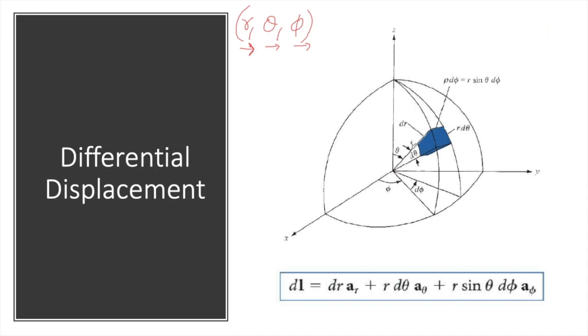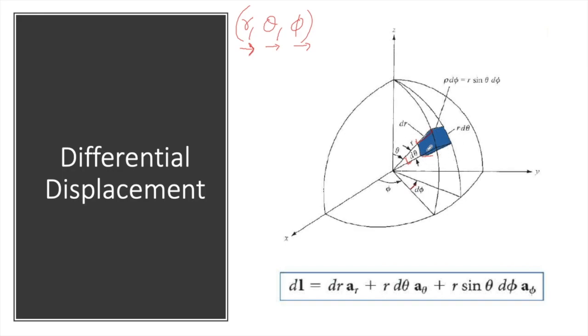Here you can see it is r, and the change in r is dr. Similarly, here this angle is theta, and the change is d theta. Similarly, here we have phi, and the change here is d phi. So if we do the incremental changes in all three coordinate variables, we will come across this particular volume.